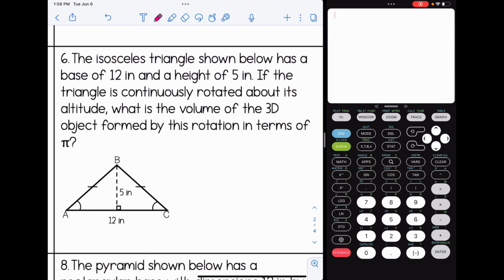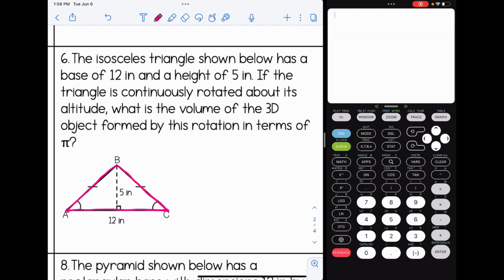When you're forming a solid of revolution, which is what we're doing in this case, the way you would draw it out is almost by thinking of a reflection. If I take A and reflect it over the altitude, it's going to land on C. If I take C and reflect it over the altitude, it's going to land on A. And it's basically just going to map onto itself.